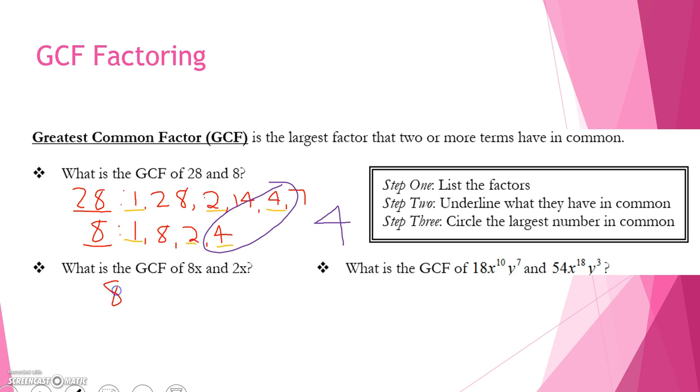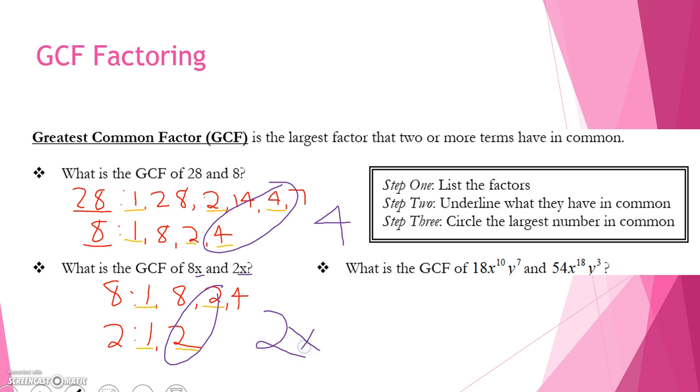I'm going to start with just the numbers, so 8 and 2. For 8, 1 goes into it 8 times, 2 and 4. For 2, 1 goes into 2, and then we're back at the beginning. Now we'll underline what they have in common. 1 in common, 2 in common. So the biggest thing they have in common is 2. Now we can't forget about those variables. They both had x's with them, so the GCF is 2x.